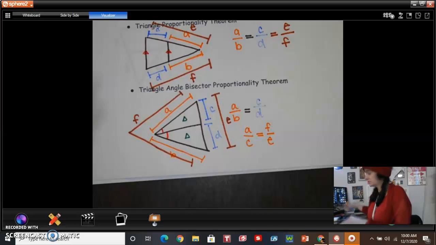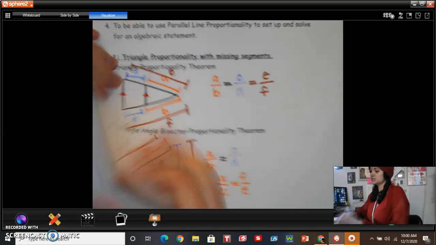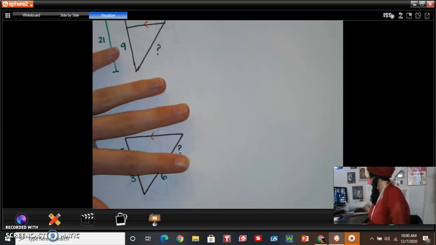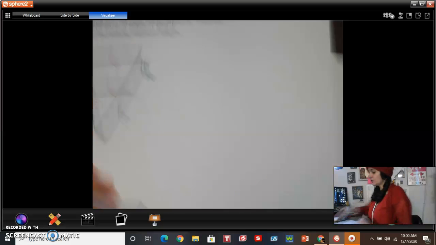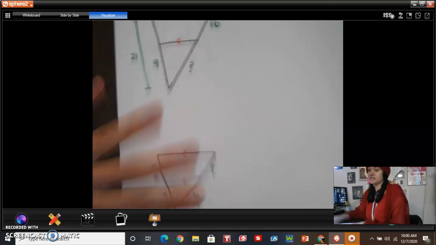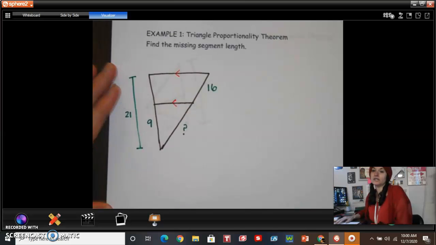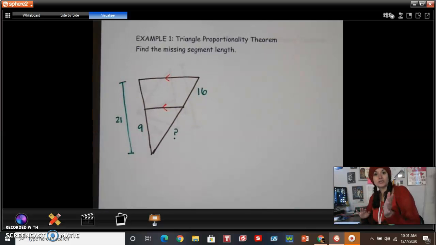Speaking of practicing it with actual numbers, let's talk about our first example. Now again, just like before, all of the examples that we're doing today in our notes are actual questions on your homework.